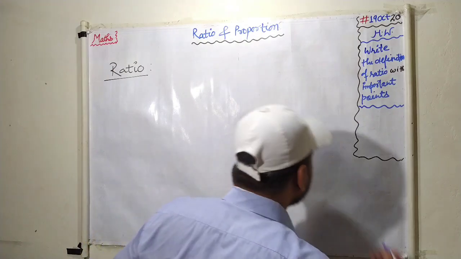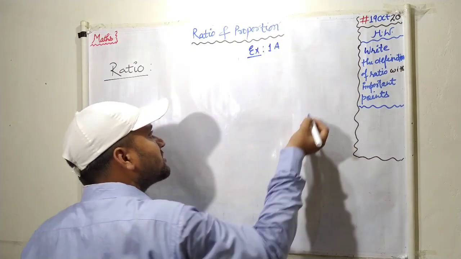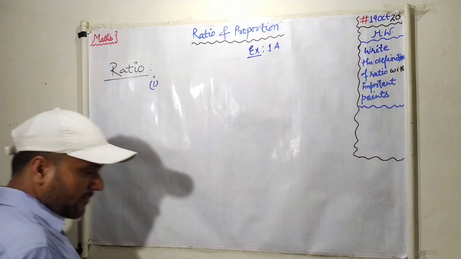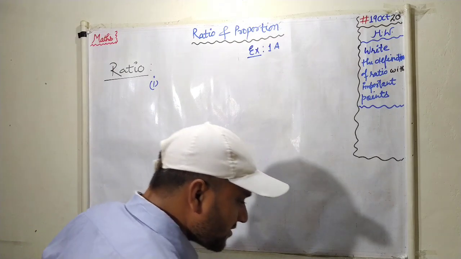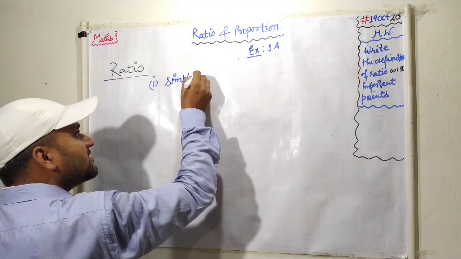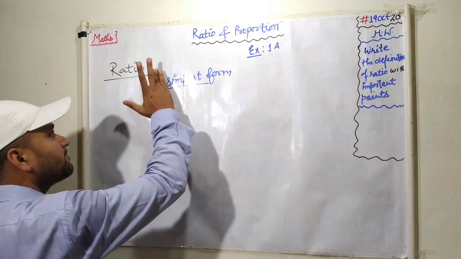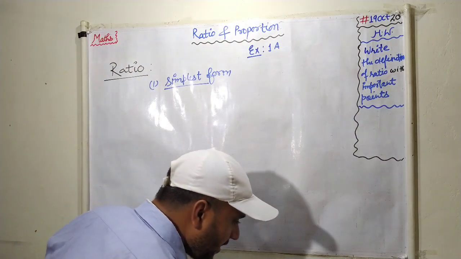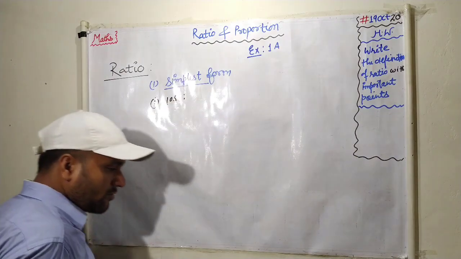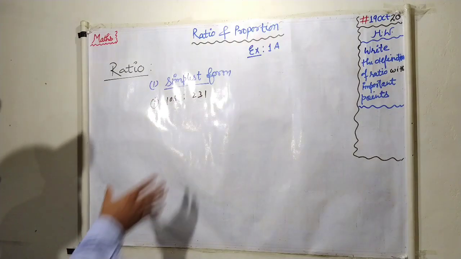Exercise 1A. The first question is related to the ratio. Express the following ratios in the simplest form, that is, change the given ratio into the simplest form. So the first question: the first one is the ratio 105 to 231. Okay, so change it into the simplest form.